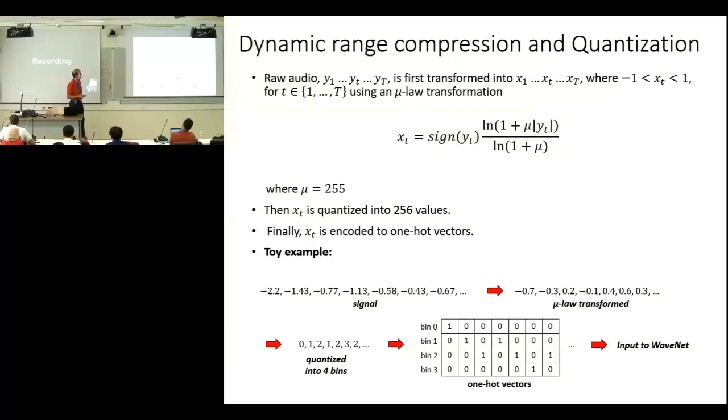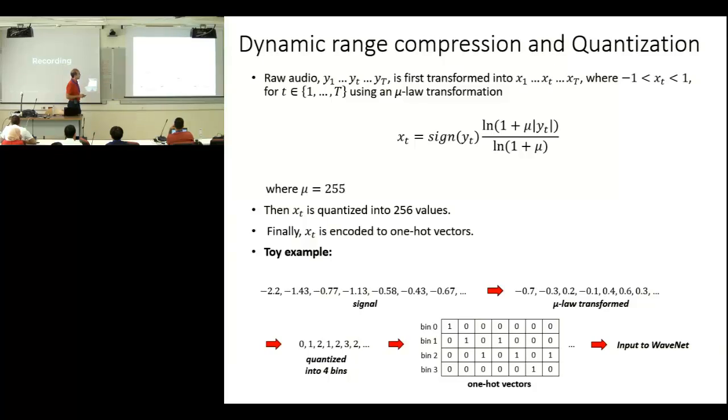We also do a quantization, and the xt values are quantized into 256 values from 0 to 255. Finally, the xt value is encoded into a one hot vector. I will have an example here to explain what is going on.